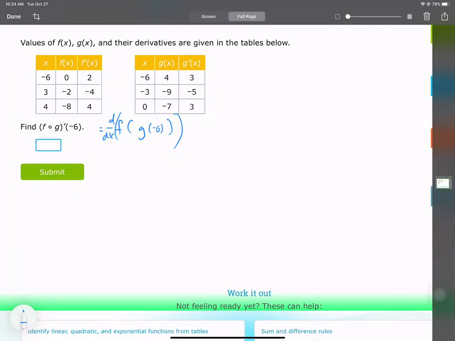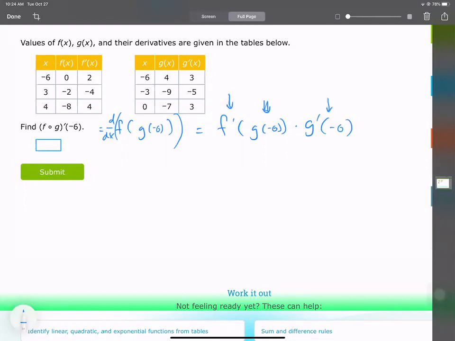So remember for chain rule, don't plug in any values till you're done with the derivative. So let's take the derivative. That's f prime, leave g alone, times g prime of -6. That's legit chain rule. Derivative of the outside, leave the inside alone, and then times the derivative of the inside, chain rule.